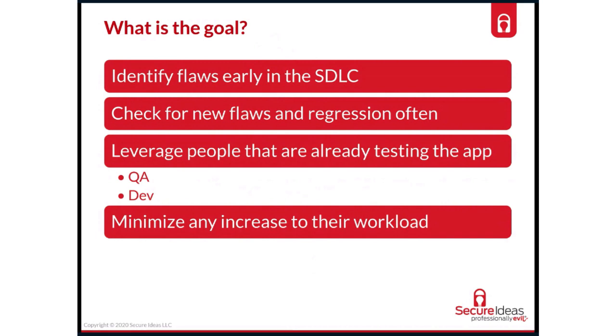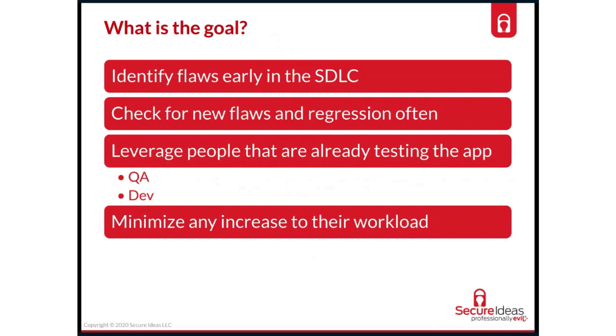And the big one there is minimizing any increase to the workload, especially with QA. They're already in the application, going around, throwing bad input into fields, testing stuff usually at the UI level. So all you're doing by using Burp's passive facilities is proxying that traffic they're already generating through Burp so that Burp can take a look at it and see what it sees.